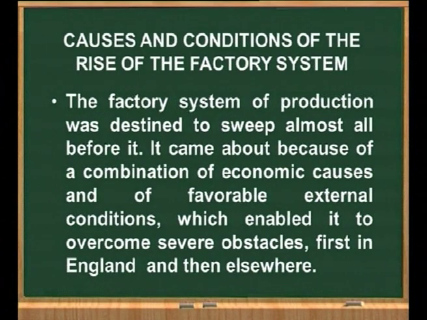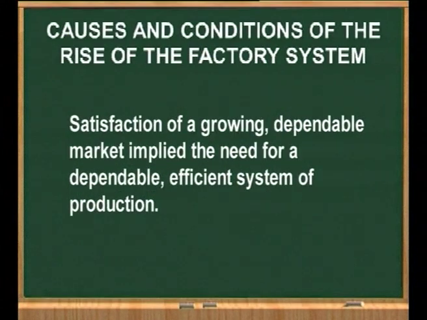Causes and conditions of the rise of the factory system. The factory system of production was destined to sweep almost all before it. It came about because of a combination of economic causes and of favorable external conditions, which enabled it to overcome severe obstacles first in England and then elsewhere. Satisfaction of a growing dependable market implied the need for a dependable, efficient system of production.